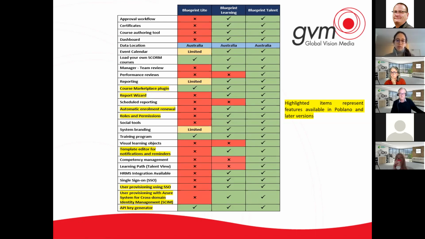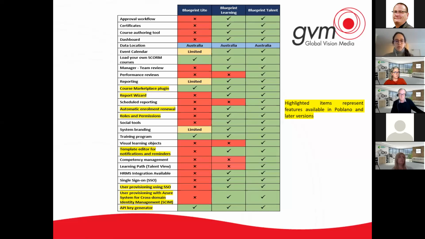There's a report wizard now in the Learning version where you can actually create your own reports. So based on your requirement or your auditing requirements, you could generate your own reports by simple dragging and dropping of fields. So Report Wizard is really a good one that we have introduced in reporting. Scheduled reporting is only available in Talent, so you can schedule your reports to be delivered to you on a periodical basis, daily or weekly, things like that. So you can schedule your reports accordingly.